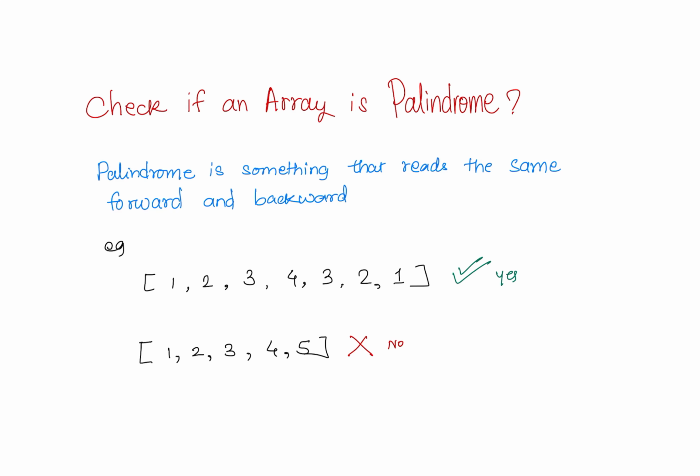Hi everyone, let's check if an array is a palindrome or not. First, let's understand what a palindrome is. A palindrome is something that reads the same forward and backward.